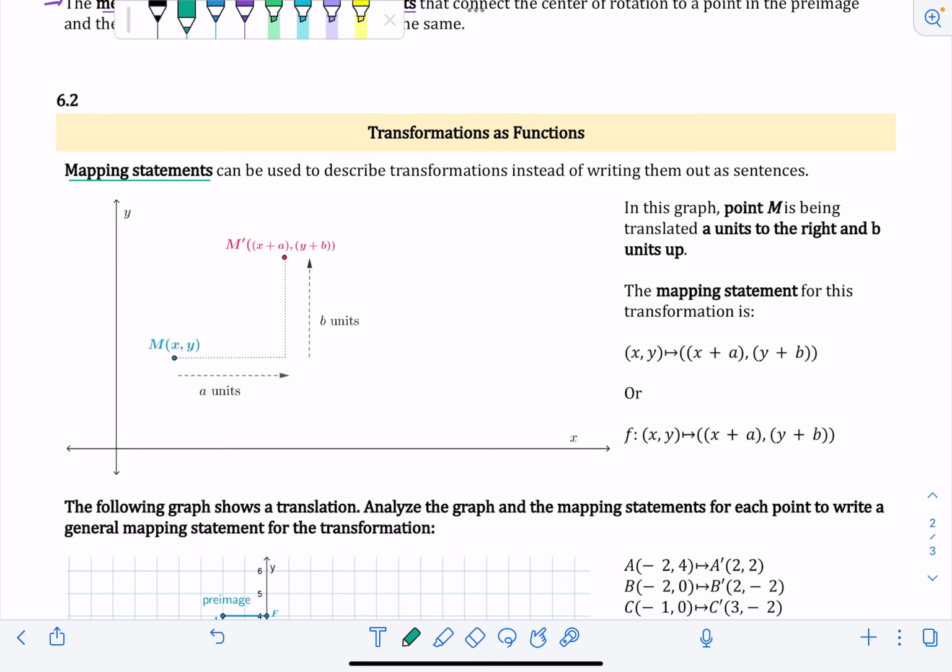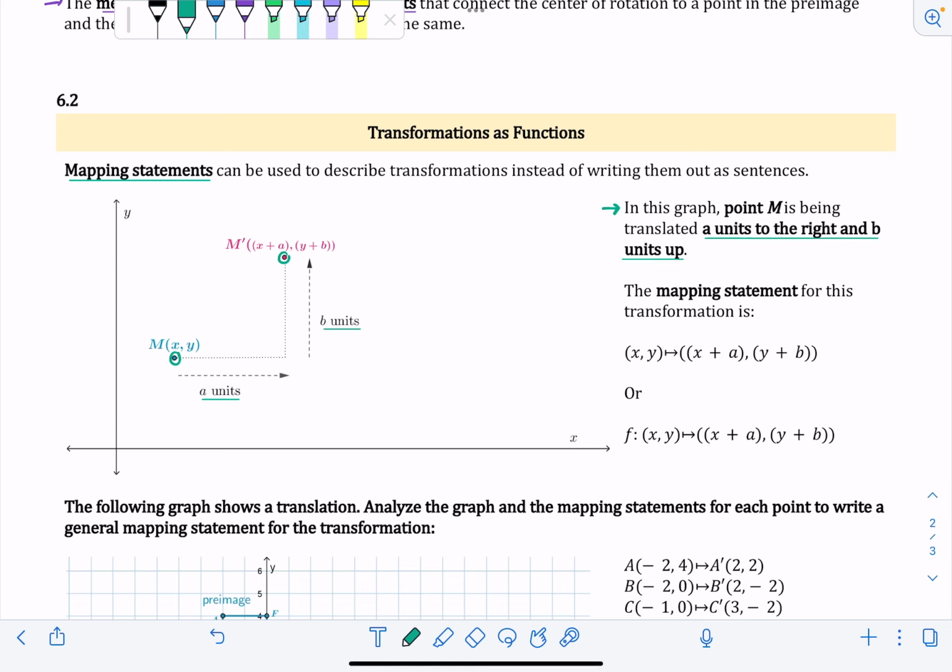If we look at this visual down below, we can see that we start with this point M, and we're transforming it into the point M prime. We don't know exactly how far we're moving. In terms of variables, we don't have the actual units, but we're moving A units to the right and then B units up. Since we're just moving to the right and up, that would be a translation. So if we wanted to write that transformation, we would say in this graph, point M is being translated A units to the right and B units up.